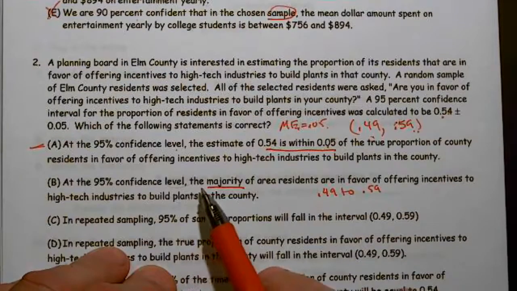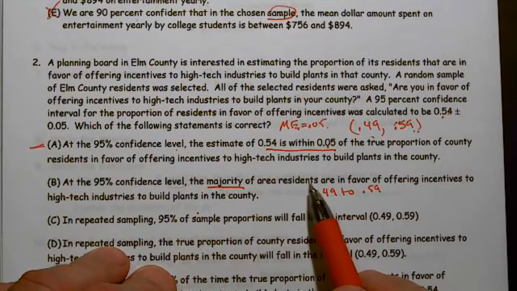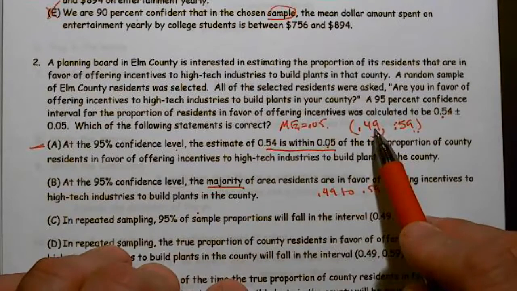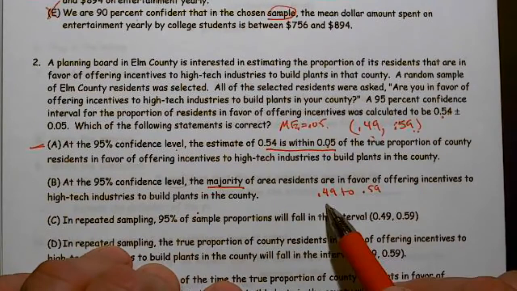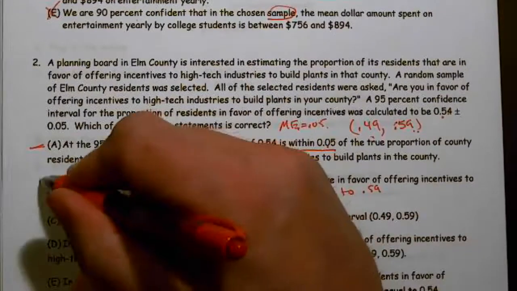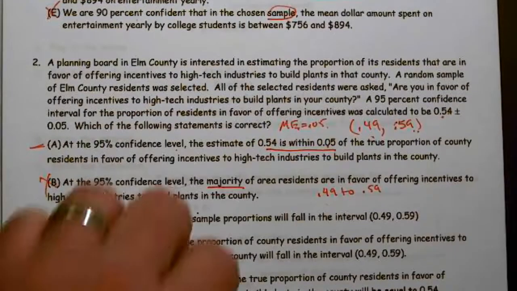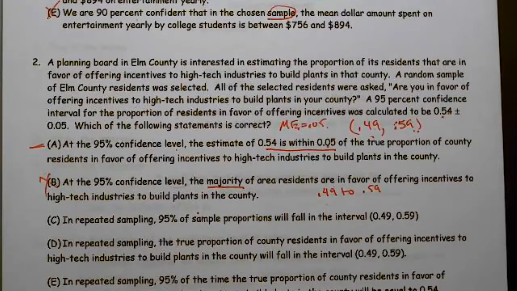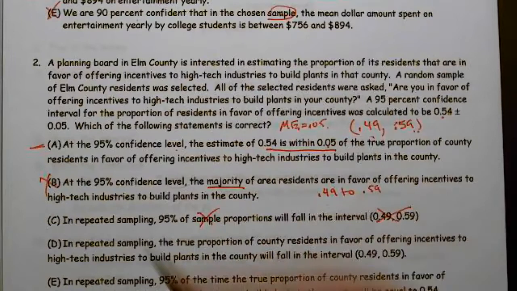At the 95% confidence level, the majority of area residents are in favor. No, we can't say that, because it could be 49% are in favor as opposed to the majority. Majority would be 50% or more. Had this both been 50%, 50 to 59, then we could have said that was true. In repeated sampling, 95% of sample proportions will fall within this interval. We have no confidence in the endpoints. We are 95% confident that the true population lies within this. By the way, this talks about samples, so that's clearly wrong.